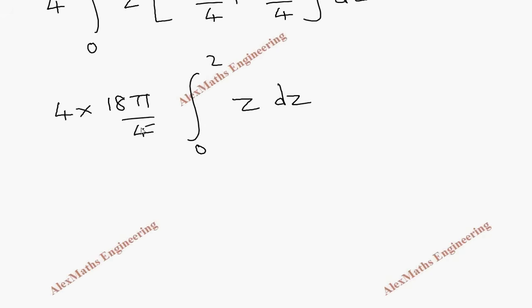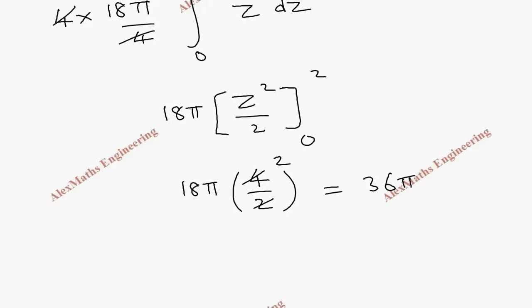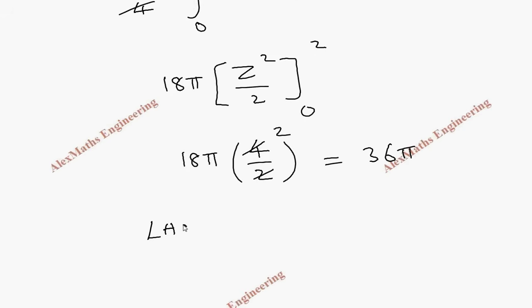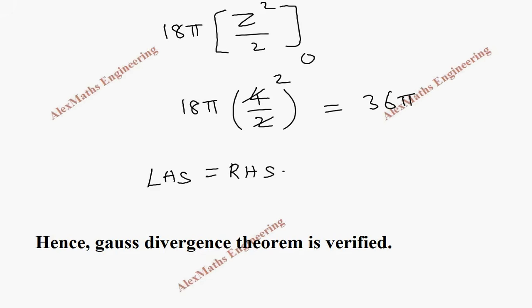So now we are going to integrate this: z square by 2, limit from 0 to 2, and outside we have 18 pi. We put the upper limit 2 square, 4, 4 by 2, lower limit is 0, and we have 18 pi. This is 2 times, so totally 36 pi. So we got LHS also 36 pi and RHS also 36 pi. Hence Gauss divergence theorem is verified.